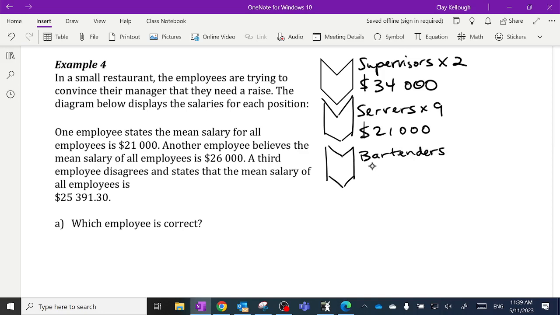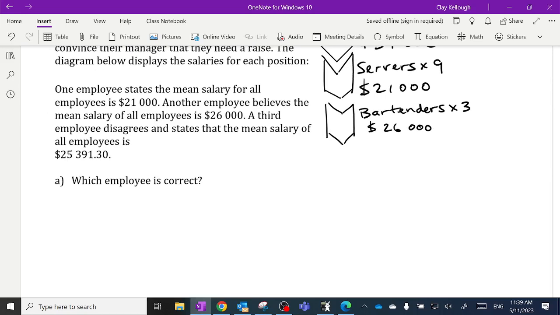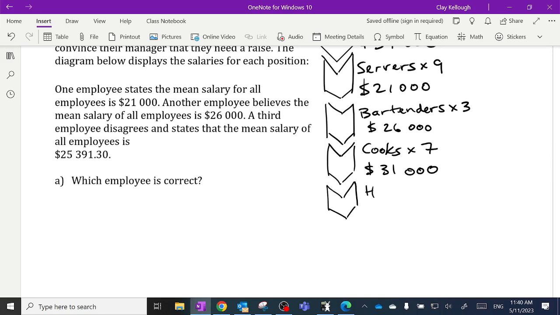Then the next chevron, the next piece of information, was that your bartenders at this restaurant make $26,000 a year, and there's 3 of them. Then you've got your kitchen staff, your cooks. There's 7 cooks at this restaurant. They make $31,000 each. And then finally, there's the people who greet you at the door and seat you, your hosts, hostesses. There's 2 of those, and they make $16,000 a year.